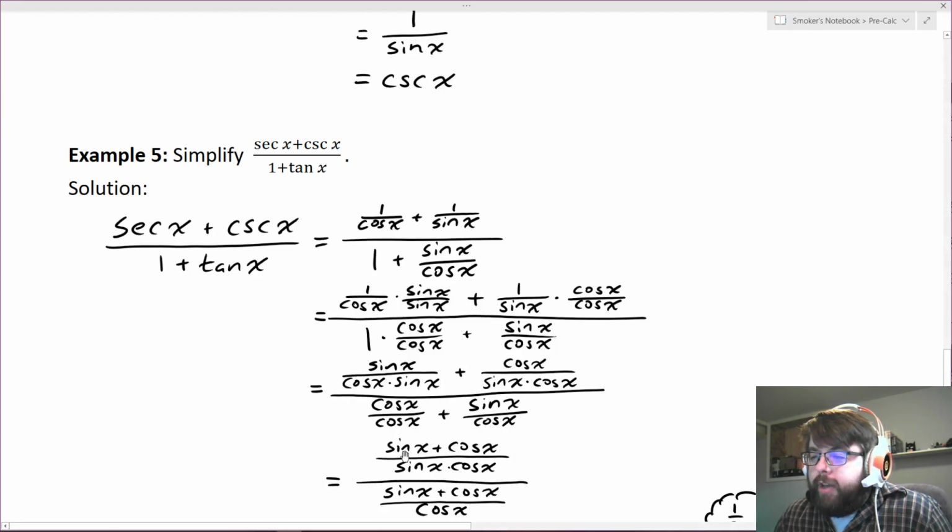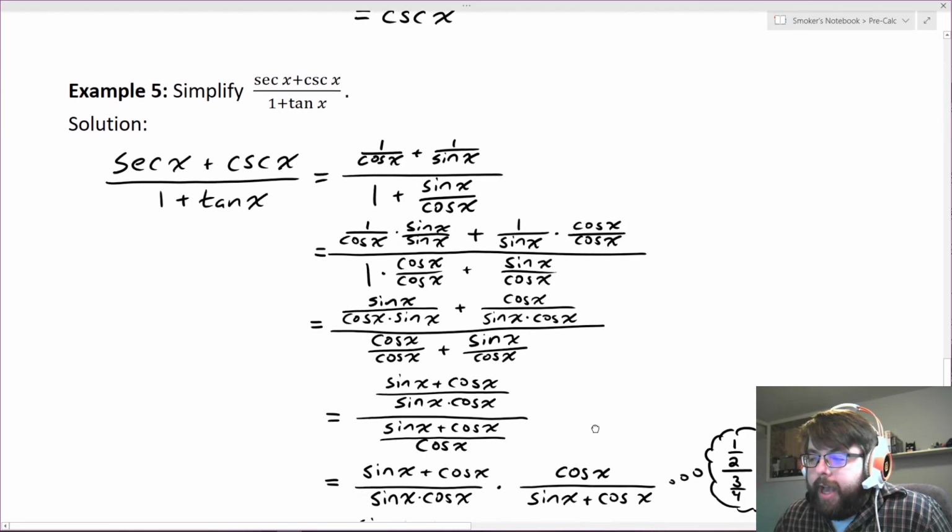So I can rewrite this division right here, the bigger division that divides the fraction in the overall numerator by the overall denominator. I'm going to change that to the numerator, which is sine plus cosine over sine cosine, times the reciprocal of the denominator. So sine plus cosine is going to go in the denominator, cosine's in the numerator. I have an example of this.